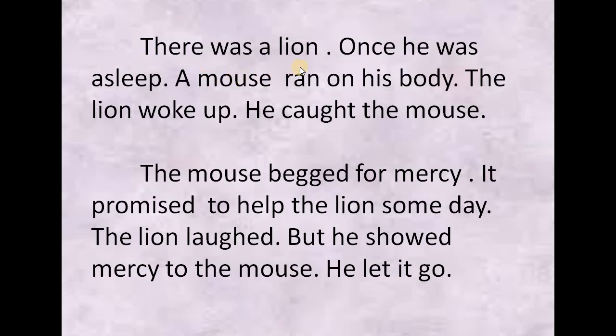There was a lion in the jungle. Obviously, a lion lives in a jungle. So you can start that there was a jungle. In that jungle, there was a lion, and the lion is the king of the jungle. You can start like this also, okay? There was a lion. Once, he was asleep. That means, he was sleeping. A mouse ran on his body. The lion woke up. He caught the mouse.